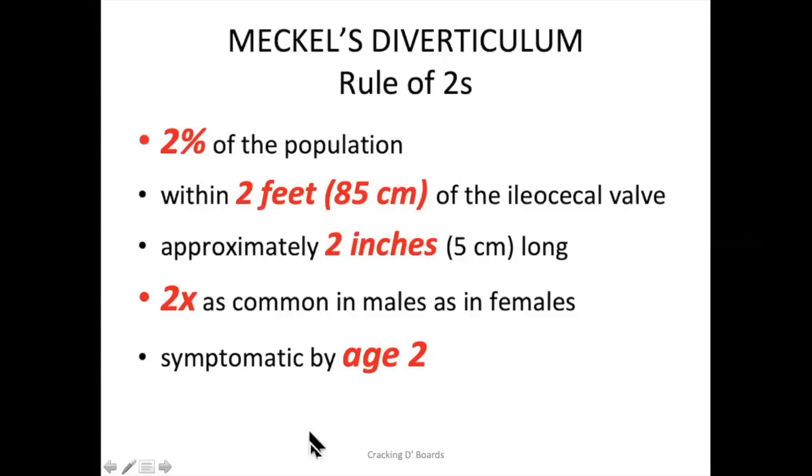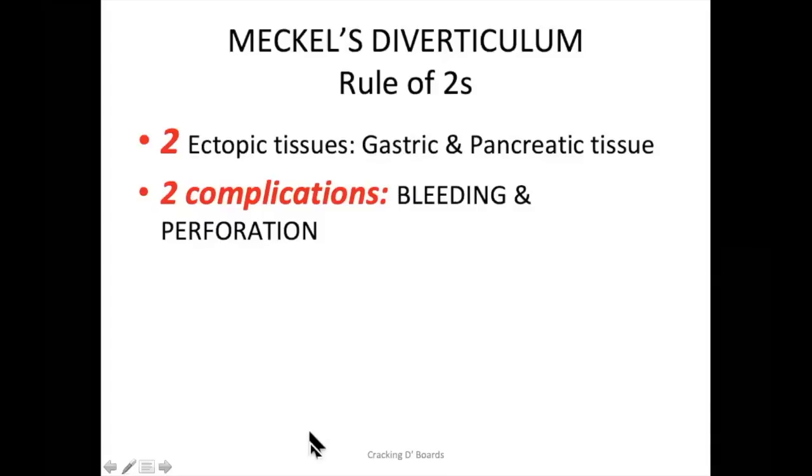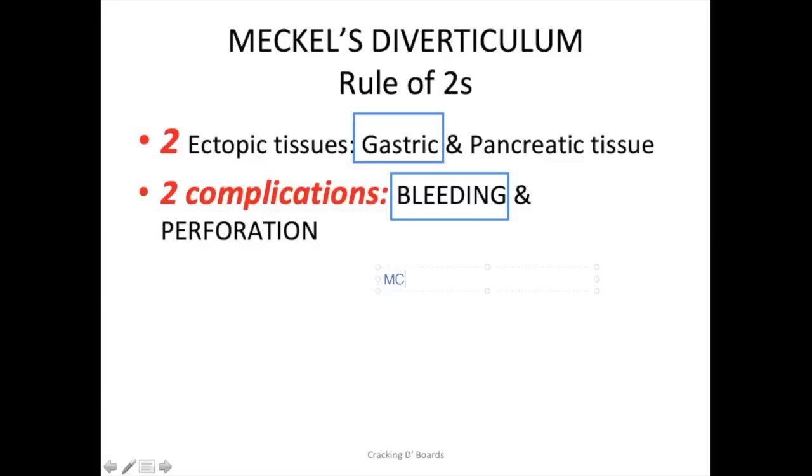Now, in addition to this rule of twos, take note there are 2 ectopic tissues. My version of the rule of twos has more twos than what most handouts mention. The 2 ectopic tissues are gastric and pancreatic, and please remember, the most common is gastric. 2 complications: bleeding and perforation. Other textbooks might add obstruction, but it's basically bleeding and perforation. Bleeding is the most common. And don't forget this rule of thumb: the most common cause of lower GI bleeding in children is Meckel's diverticulum.